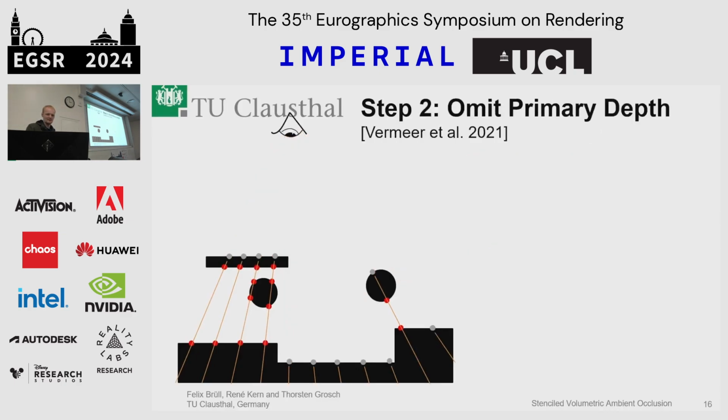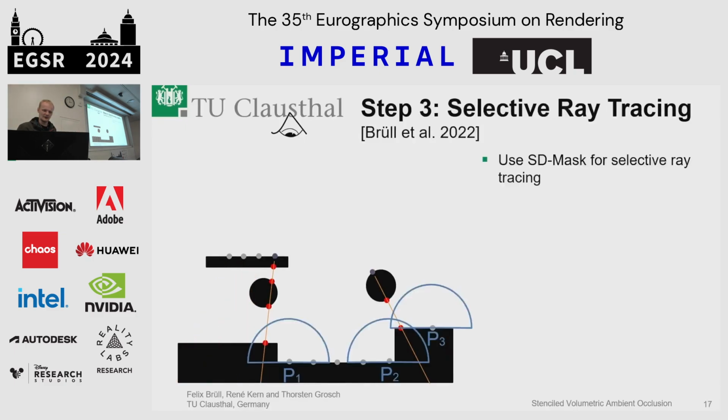So we could reduce the length of the rays already by omitting the primary depth intersection. We already have this in the depth map, so we do not need to trace this again. So we can just start the rays at a later point. And we can also use the optimization from our previous paper where we tailor the stochastic depth map basically for ambient occlusion only.